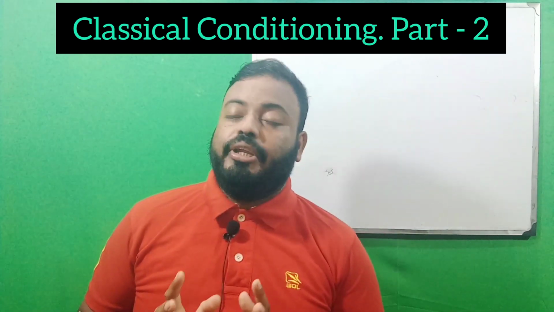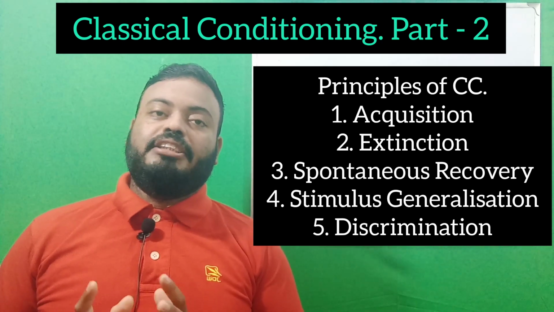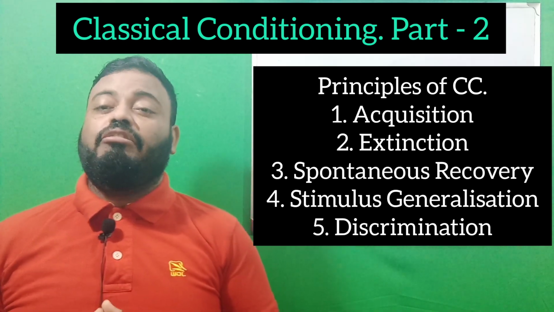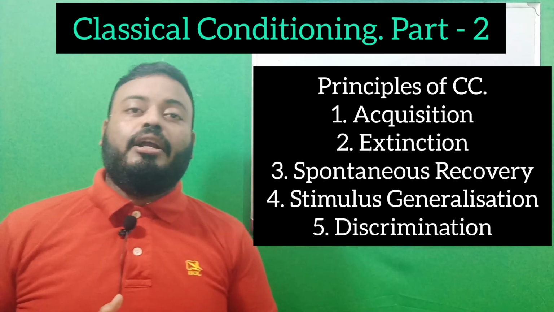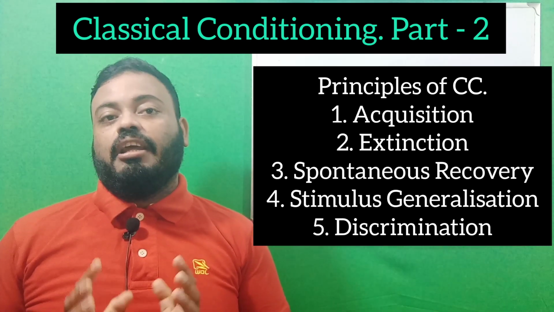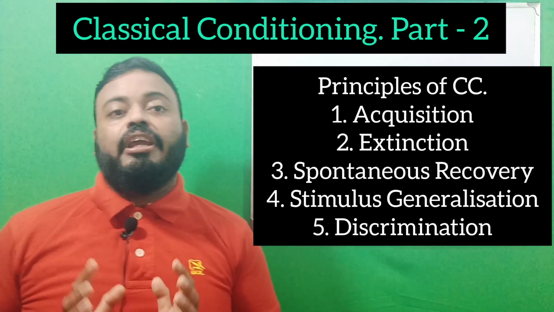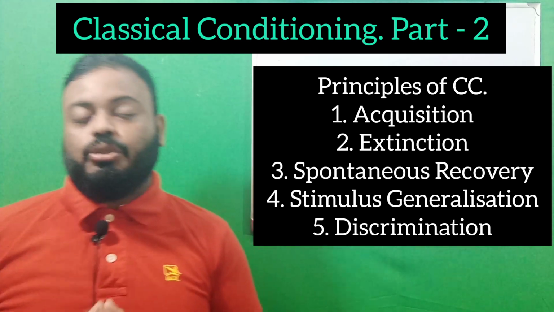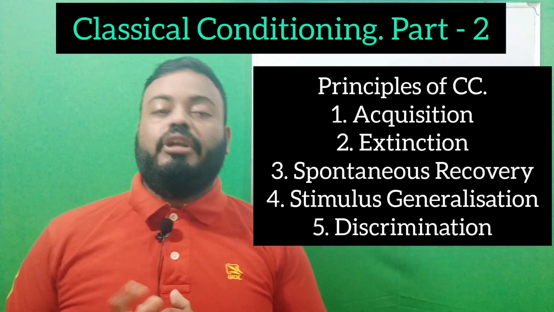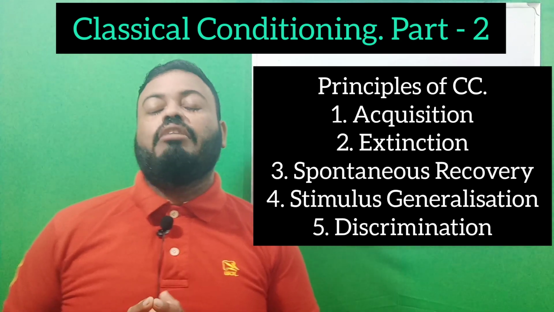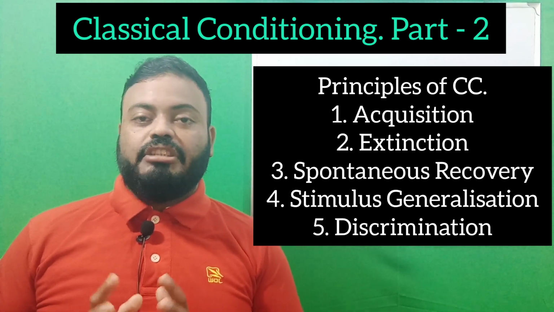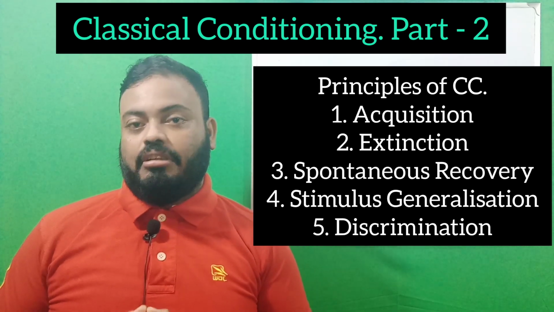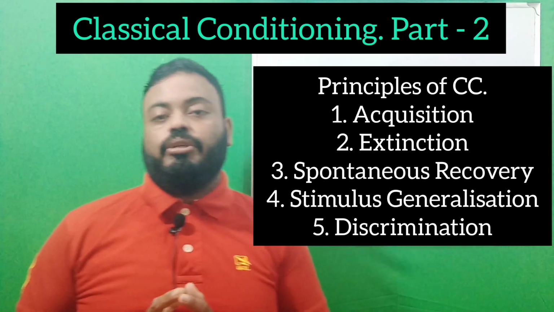So now we know the principles of classical conditioning. There are some principles of classical conditioning. Number one, acquisition. Number two, extinction. Number three, spontaneous recovery. Number four, stimulus generalization. And number five, discrimination. Those we will discuss broadly. At first, the first principle of classical conditioning is acquisition.